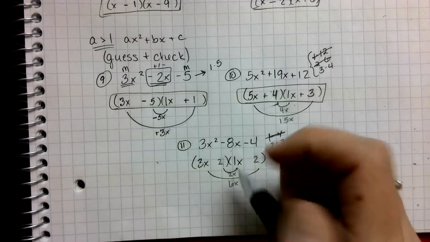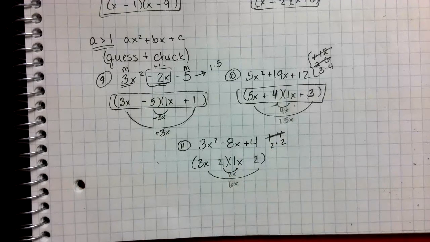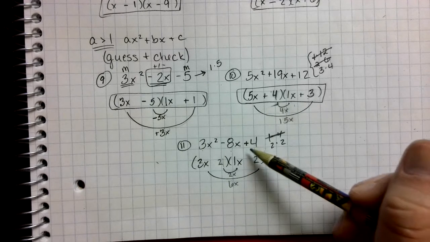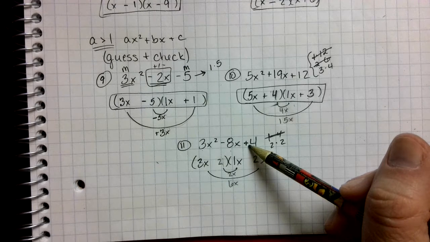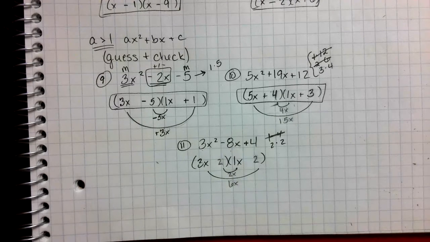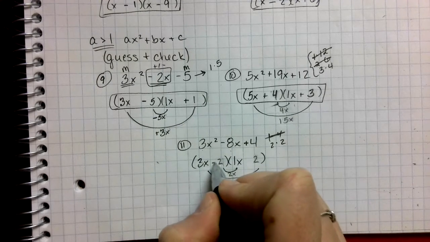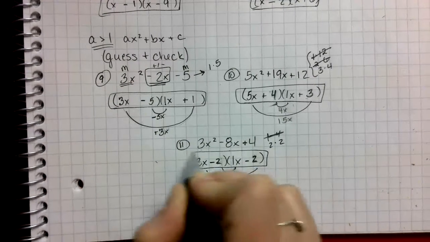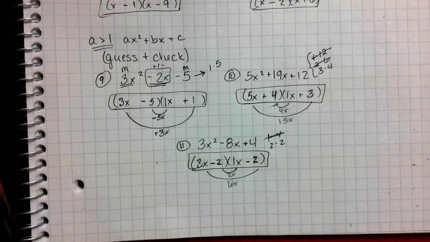Oh, and I'm sorry, I wrote this wrong. That should be a plus 4 there. So same thing we saw up above with our signs. To multiply to get a positive, they either have to be both positive or both negative. Since we want it to add to be a negative, that means they have to be both negative. So there's a little factoring review.